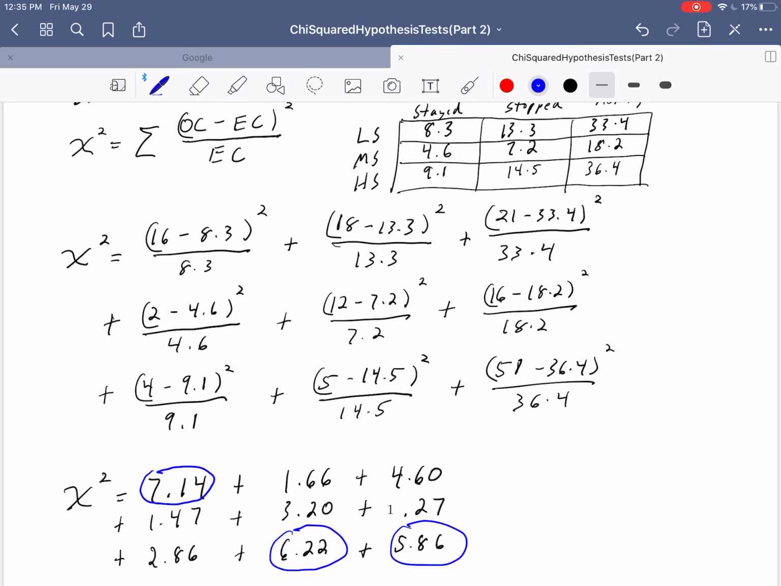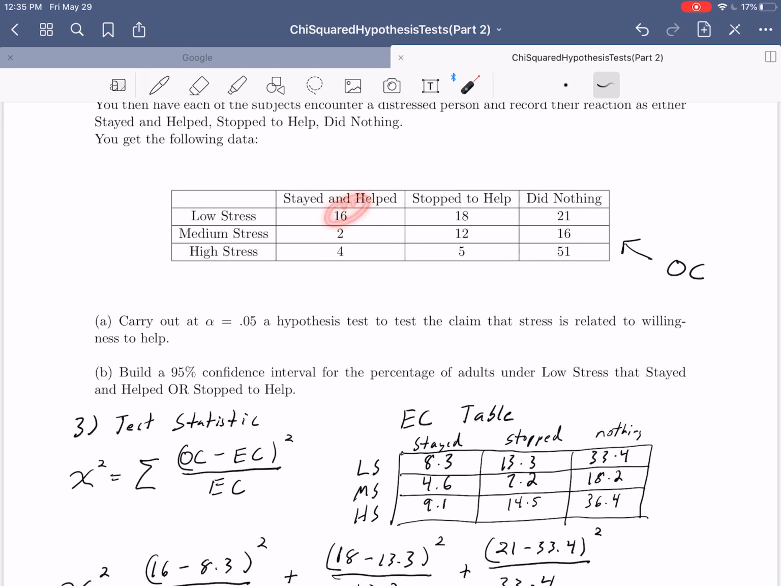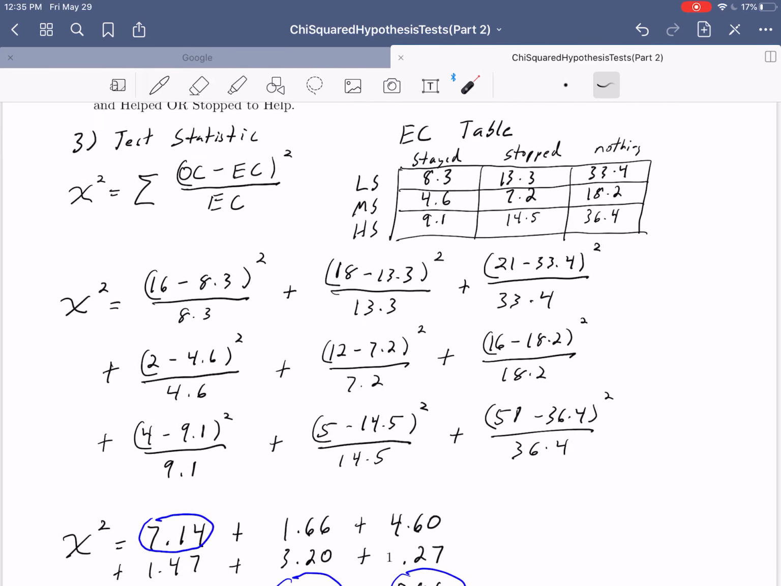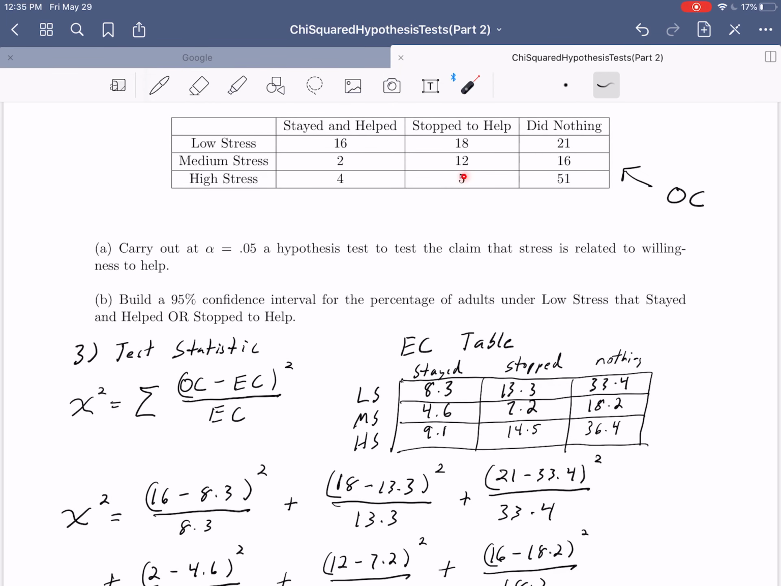Where did those come from? Well, that came from us observing many more people under low stress staying and helping than we expected versus that 8.3, and also observing far fewer stopping to help versus that 14.5, and far more doing nothing under high stress than what we expected there.